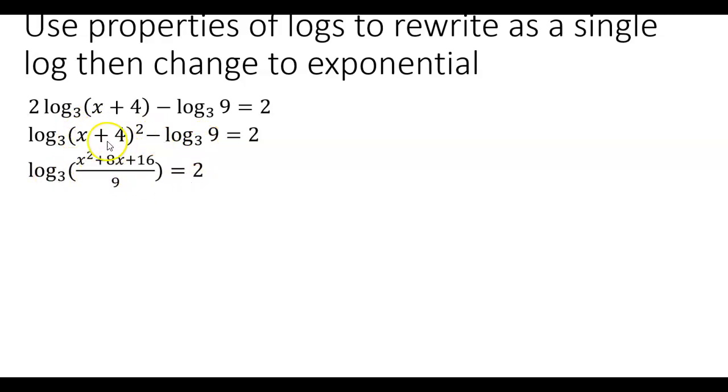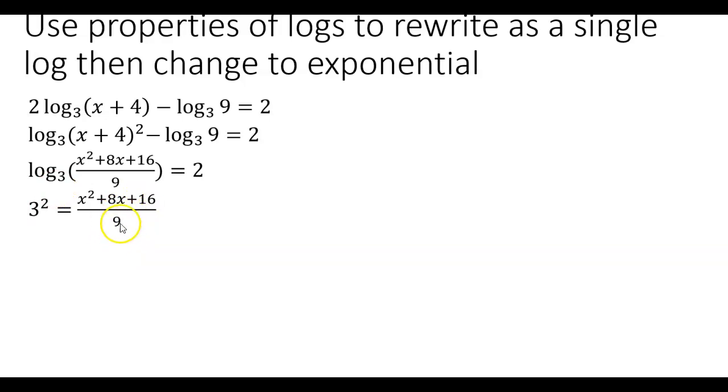So here I foiled this out. So if you do x plus 4 times x plus 4, you're going to get x squared plus 8x plus 16. So this part's going to go on top, the 9 is going to go on the bottom, and we're going to set that equal to 2. So now that I have a log with a base and an argument and a value on the right, I can use that formula where I say 3 raised to the second power is equal to this. So there we go. Notice we have 9 is equal to x squared plus 8x plus 16 all over 9.